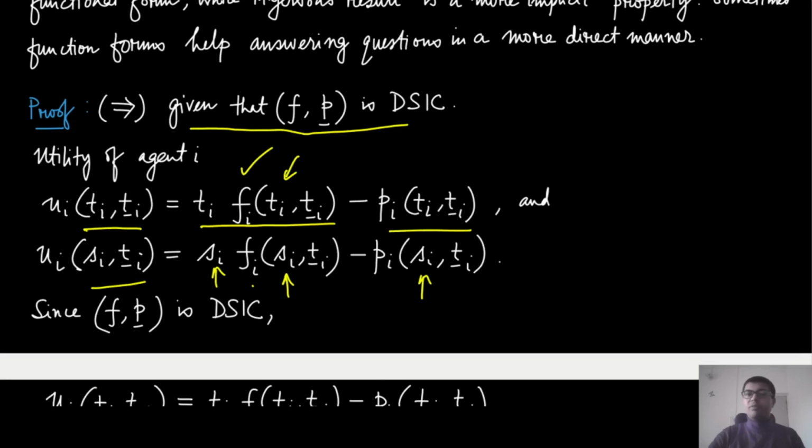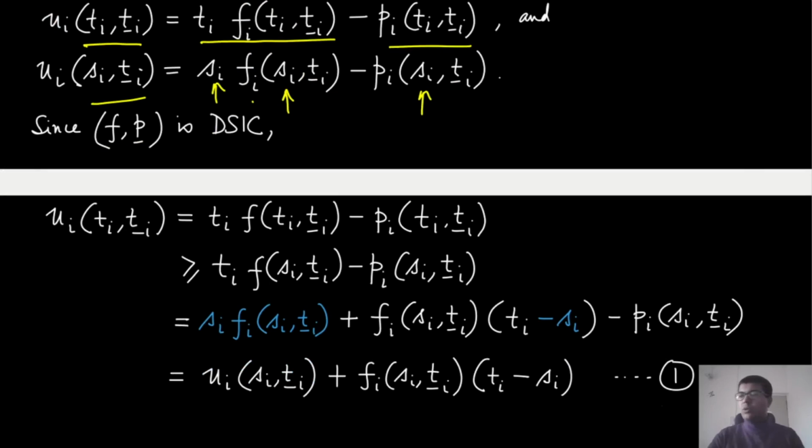Now, since f comma p is DSIC, then it must hold that if you write the same expressions for this utility, this term should be at least as much as this. So you can see that player i's true type is still the same, ti, but what he reports is different, because this function f and pi has to be dependent only on what has been reported. So this should be fi here and here as well. So when player i actually misreports his type to si, then this inequality should hold.